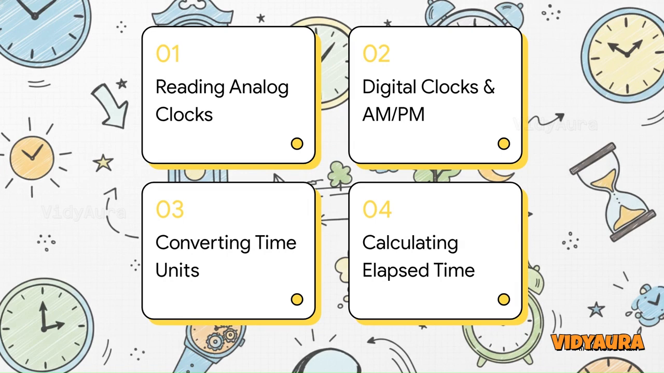All right, so here's our game plan for today. We're going to cover reading analog clocks, then digital clocks with AM and PM. After that, we'll get into converting time units, and finally, calculating elapsed time. By the end of this, you're going to feel so much more confident, I promise. Okay, let's jump right into our first topic.